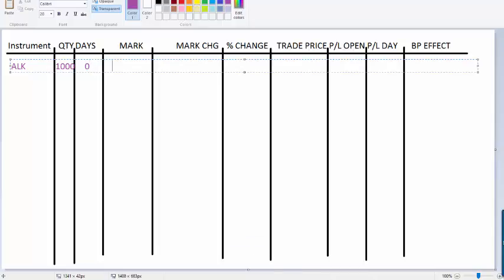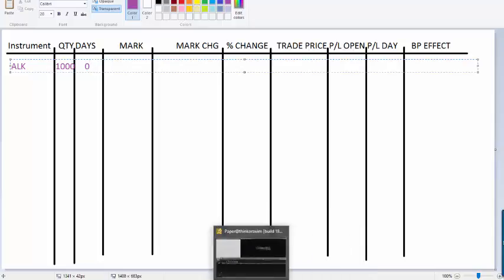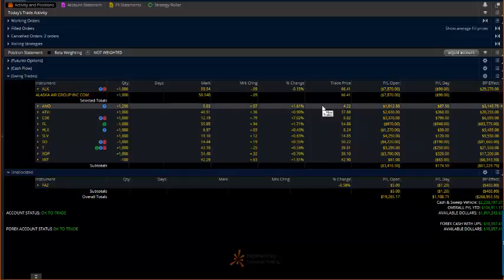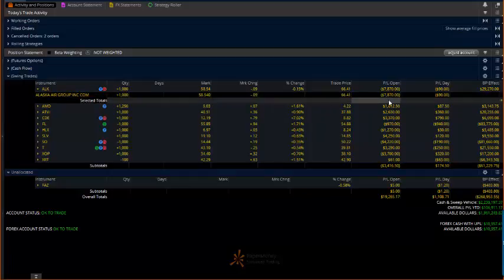Now the mark price on this one, if we're looking at that in Thinkorswim, it's right here. It says 58.54. That means every one of the shares is costing 58.54 today. That doesn't mean that's what I paid for it in this particular trade. In fact, I paid 66.41, which is why the trade is losing money.